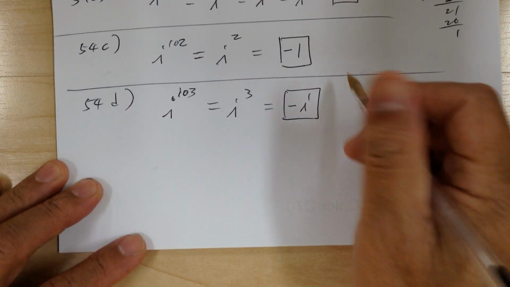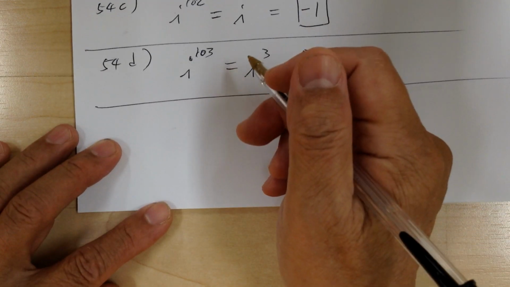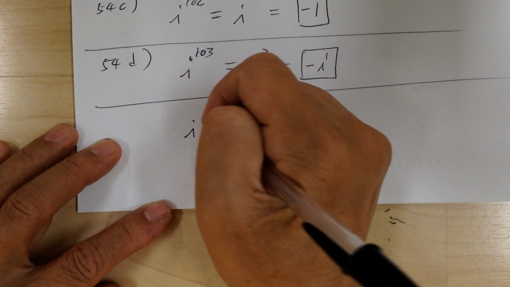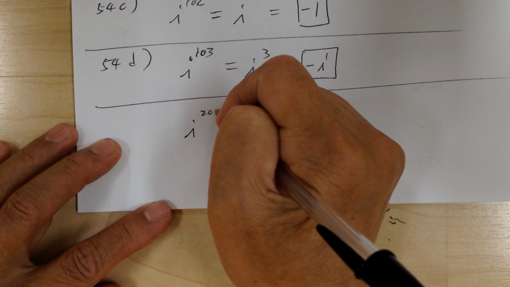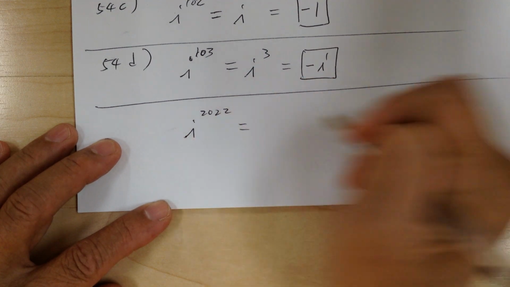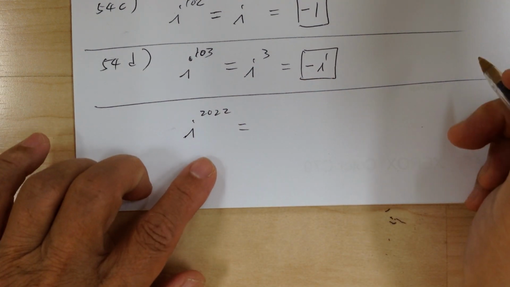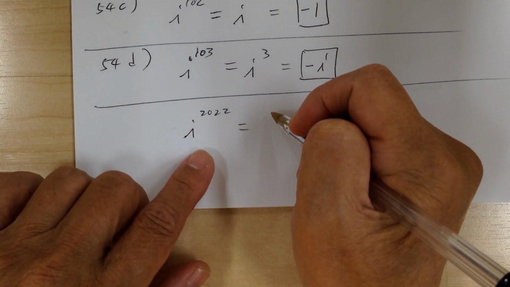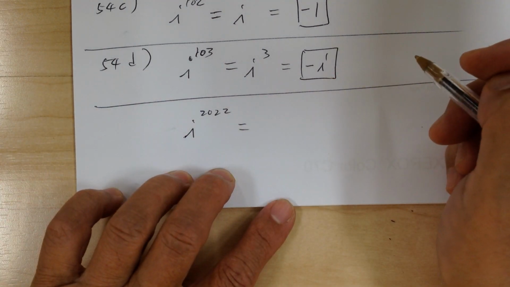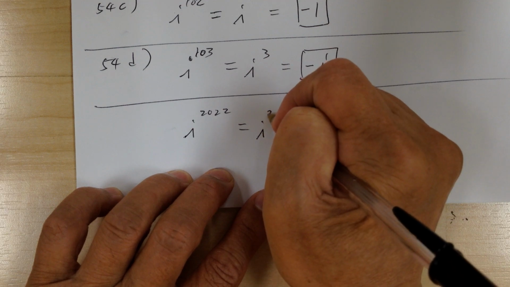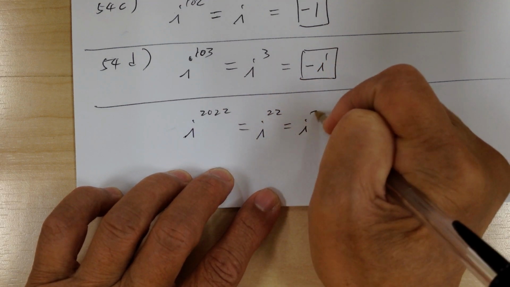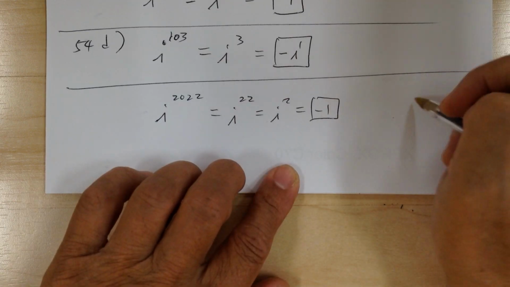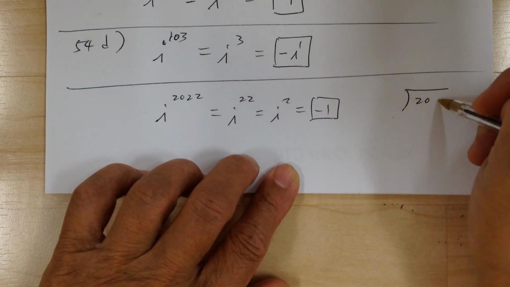Okay. So with that, let's say you have i to the 2022. What would this equal? Well, for one thing, if you go backward by cycles of 4, you keep decreasing by multiples of 4. So this is equal to i to the 22, which equals i to the 2. So it becomes i squared, so it becomes negative 1.